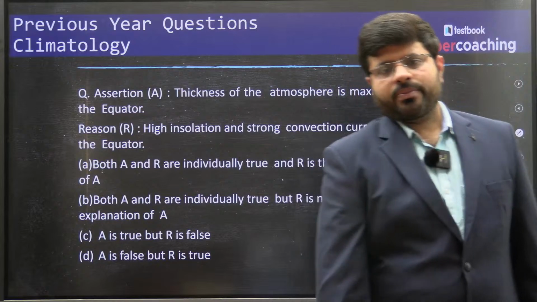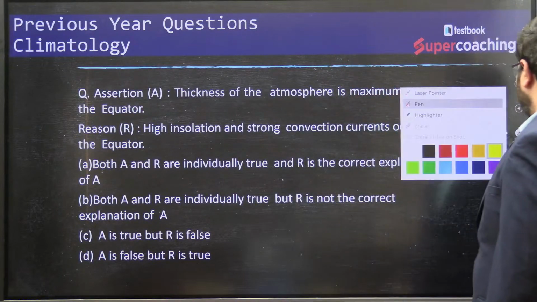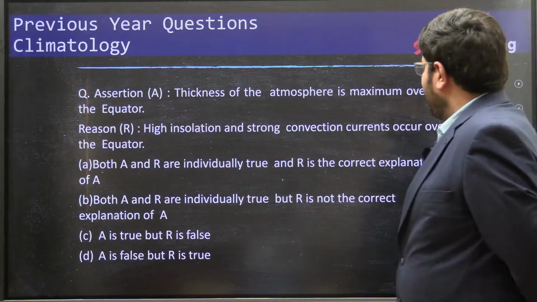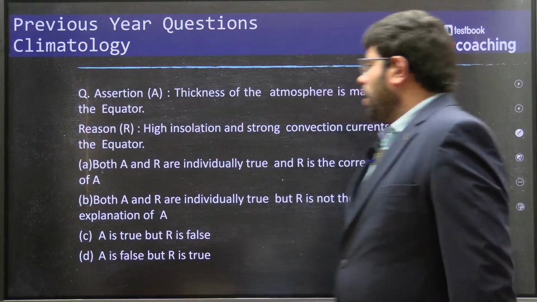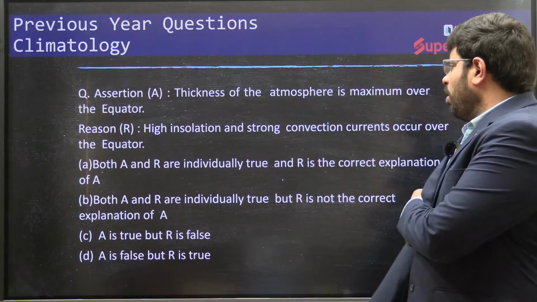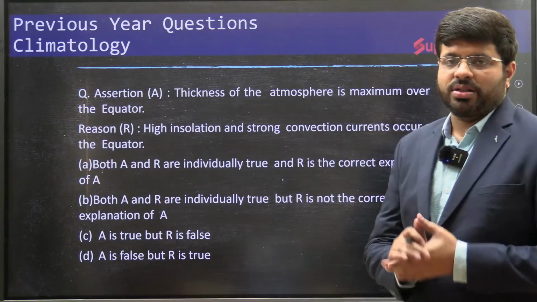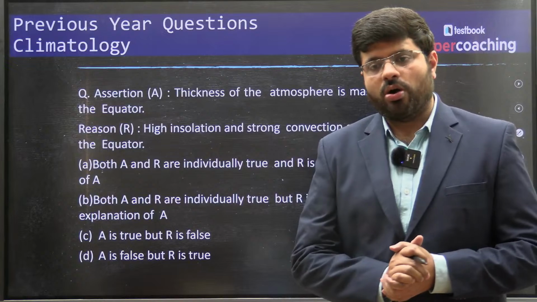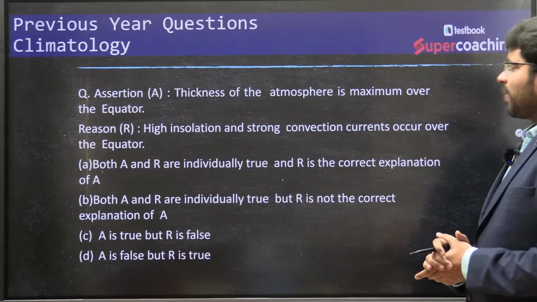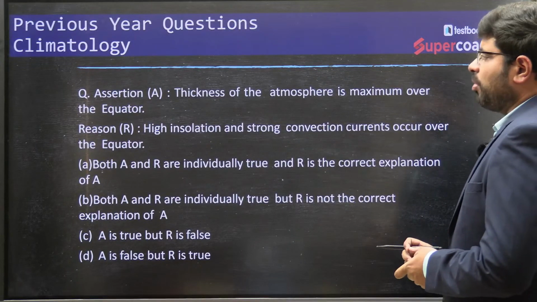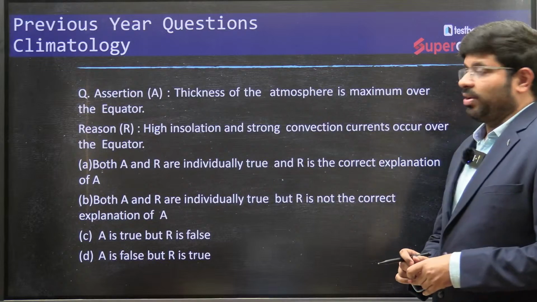Right. So if you see this, assertion: thickness of the atmosphere is maximum over the equator. Reason: high insolation and strong convective currents occur over the equator. What is the correct explanation? When you see the thickness of the atmosphere is maximum over the equator, high insolation, strong convective currents occur over the equator.